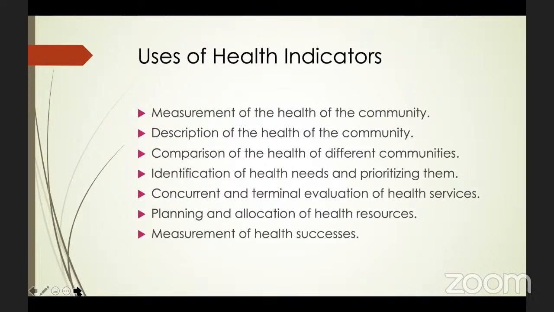So the uses for health indicators are measurement of the health of the community, description of the health of the community, comparison of the health of different communities, identification of health needs and prioritizing them, concurrent and terminal evaluation of health services, planning and allocation of health resources, and measurement of health successes. Next slide, please.